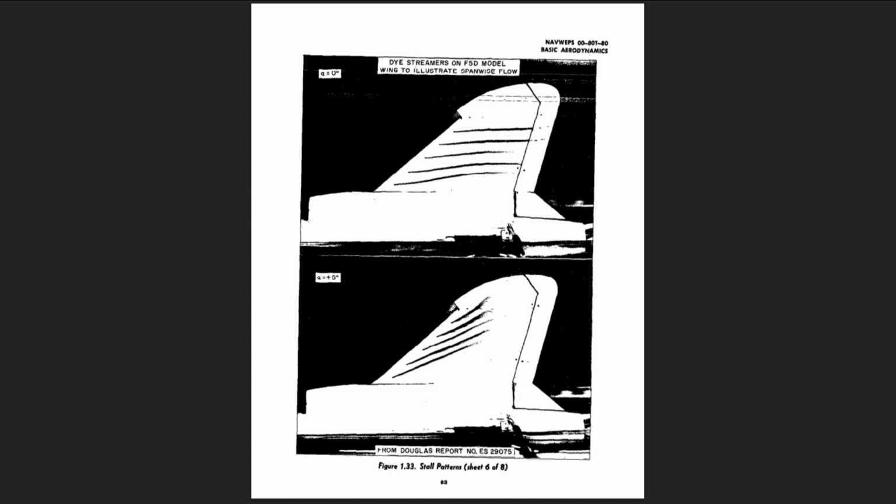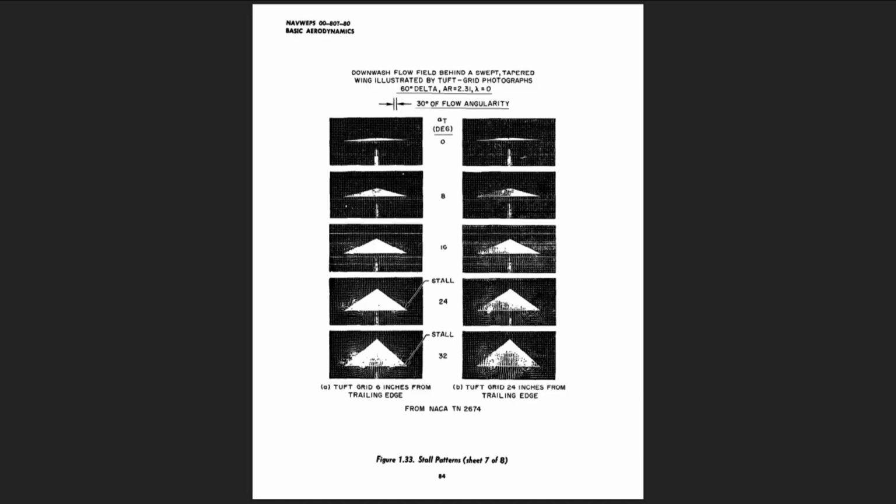The development of the spanwise flow in the boundary layer is illustrated by the photographs of Figure 1.33. Note that the dye streamers on the upper surface of the swept wing develop a strong spanwise crossflow at high angles of attack. Slots, slats, and flow fences help to allay the strong tendency for spanwise flow.